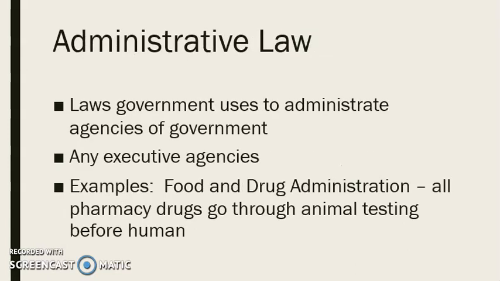The next law is administrative law, and this is done by our executive agencies of the United States government. So these are laws that they can create, they make them, they enforce them, and they rule on them, they judge on them. So it's the law the government uses to administer agencies of our government, any executive agencies like the Food and Drug Administration or the FDA. Any pharmaceutical drugs have to go through animal testing before they go to the human phase. That is a law. You are not allowed to test on humans. So remember, that's part of that no cruel or unusual punishment. So you can't do that with prisoners. But in order for it to go to the human trial phase, it has to do a lot of checkoffs, and then the FDA will clear it for human trial.